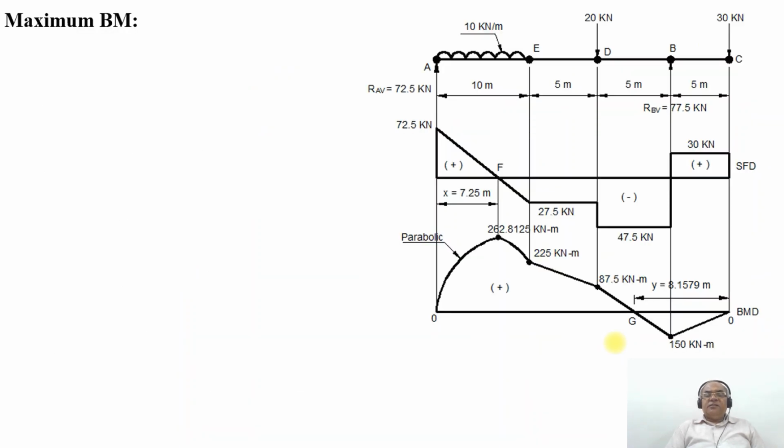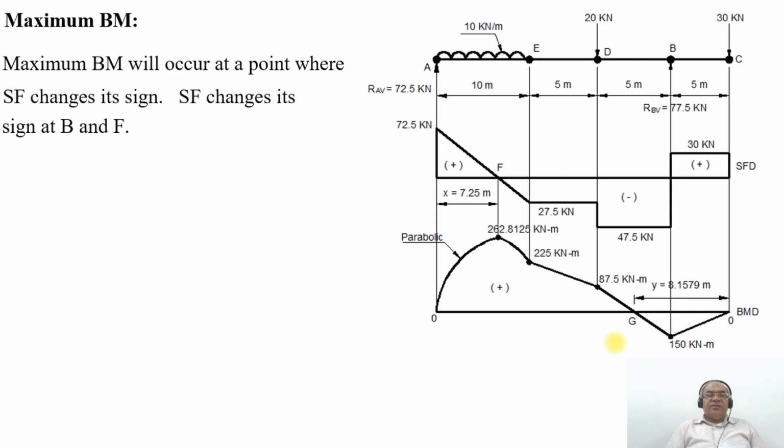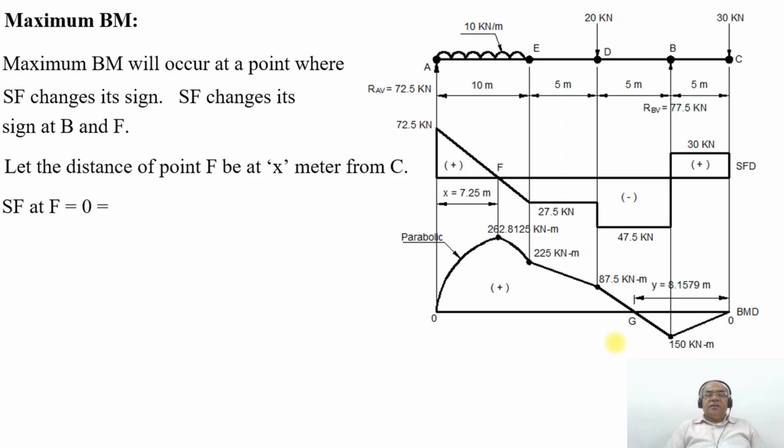Now we are going to have the maximum bending moment where SF changes its sign. SF changes its sign at B and F. Let the distance of point F be x meters from C. Then SF at F will be equal to 0, that is equal to plus 72.5 minus 10 into x. Therefore, x will be equal to 7.25 meters from C. BM at F will be equal to 72.5 into x minus 10 into x by 2.